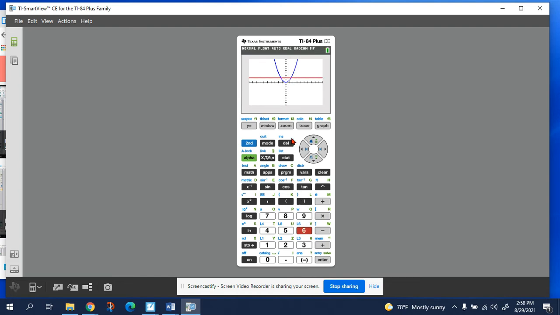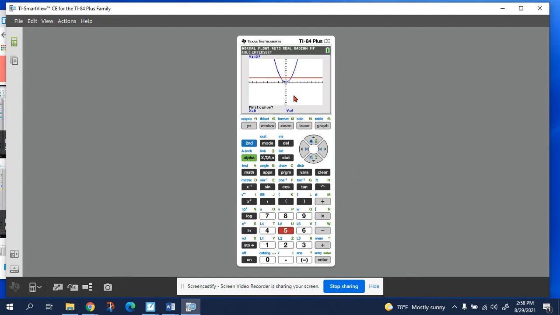Next, to find the two different intersections between the blue graph, the parabola, and the red line, you're going to want to push the second button, this button here called Trace, to access the calculator features. Then select the fifth one down for intersection. Let me try that again. Second, calculate, fifth one down.